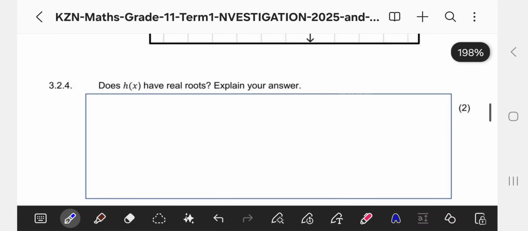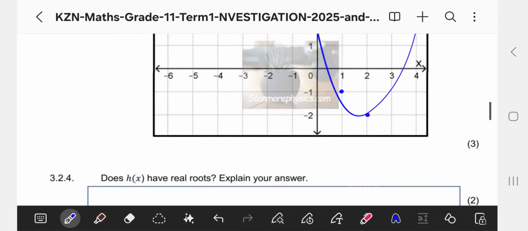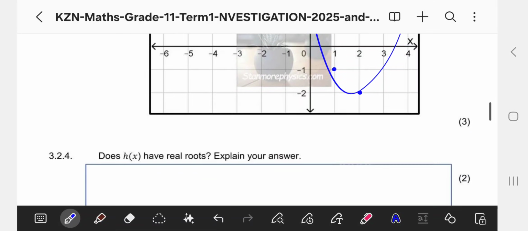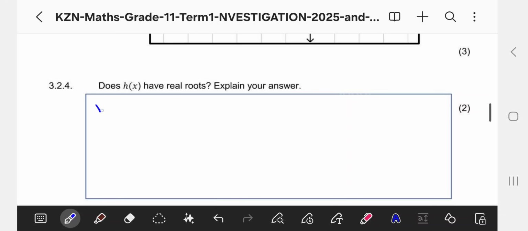Now 3.2.4 says, does h of x have real roots? Explain your answer. So does it have real roots? Meaning, does it cut the x-axis? Okay, because that is what roots are. And yes, it does. It does cut the x-axis. So we're going to say yes. And the reason why it has roots is because the graph cuts the x-axis. Remember, if it didn't have roots, it would not touch the x-axis at all.